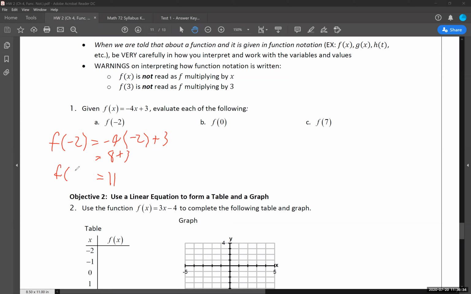So f of negative 2 is equal to 11. And again, f of negative 2, you could think of that as just being the y value. So y equals 11, if you want to think of it that way at least. If I have f of 0, again, 0 is our input value.